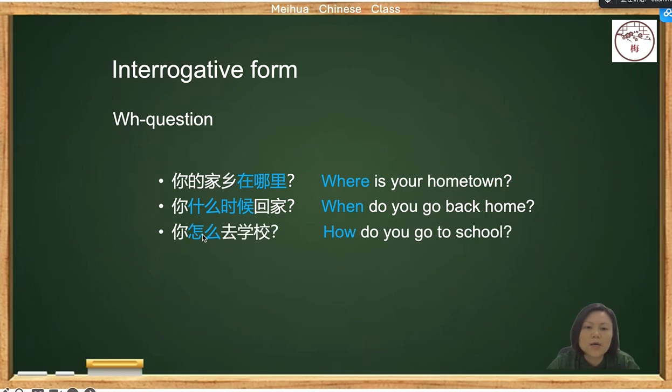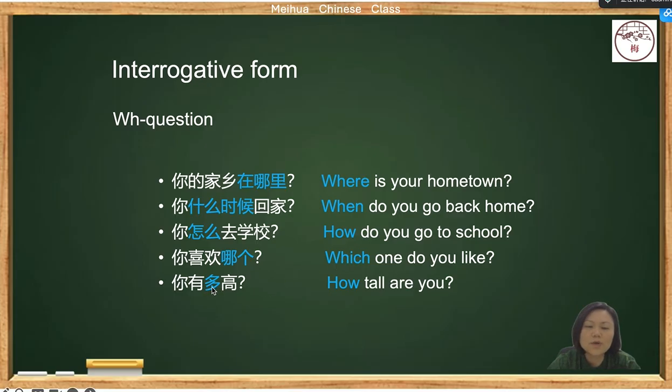你怎么去学校? 怎么 means how, to indicate a way, a method to do something. See, it also comes before the verb. 去 means go. 怎么 means how. 你喜欢哪个? 哪个 means which one. Here, 哪个 is the object in the sentence, right? However, in English, in a question sentence, we should put the interrogative pronoun at the beginning of the sentence. Which one do you like? Instead of do you like which one? That is the Chinese order.